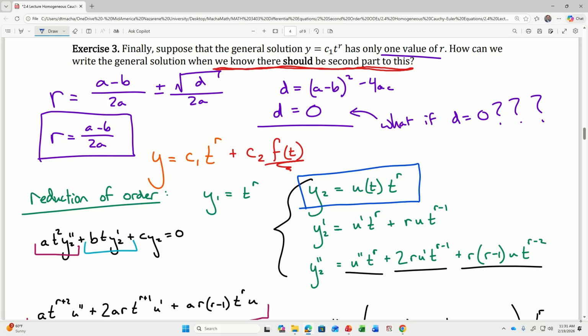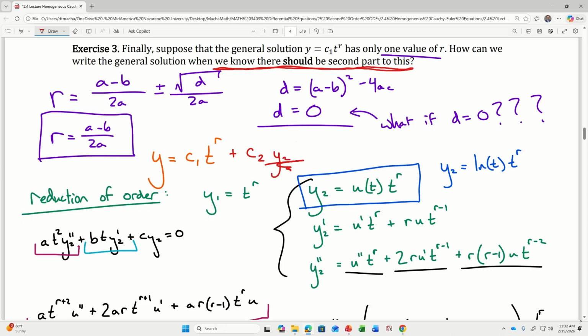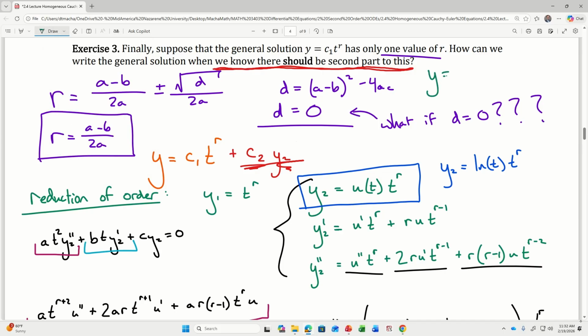And now we can say with confidence that this second solution is going to be u, which is natural log of t times t to the r power. And I don't really need that arbitrary constant because I'm going to have one from right here anyways. And now we're finally ready to write my general solution. The general solution to this whole thing is going to be c1 t to the r power plus c2 natural log of t times t to the r power.